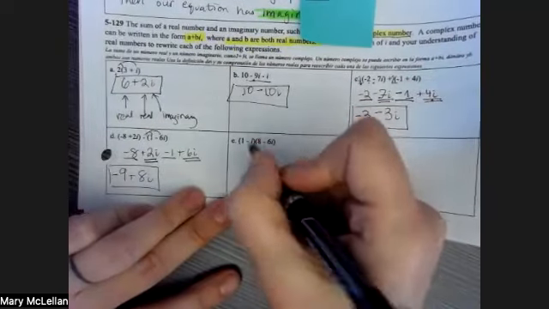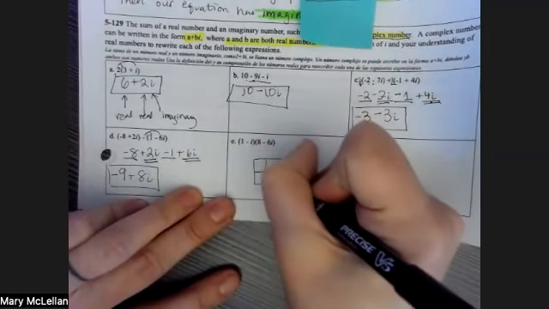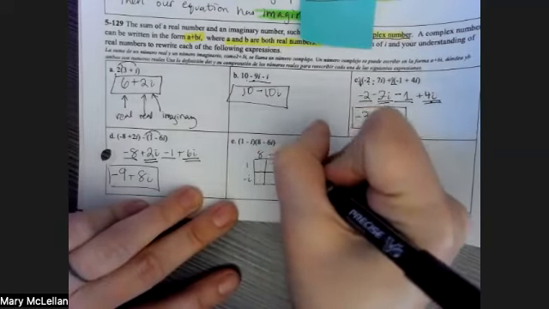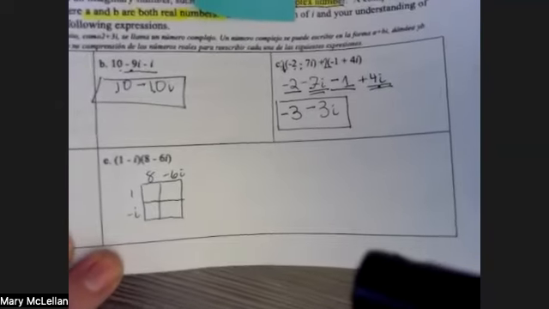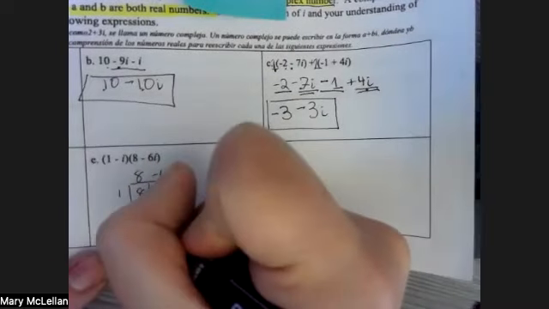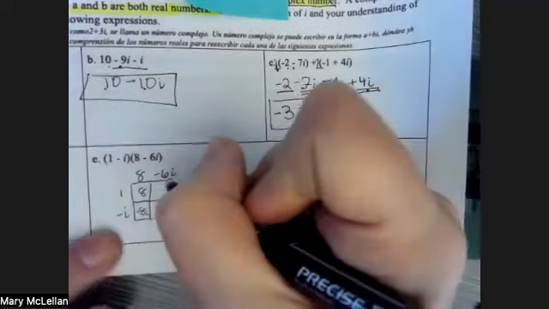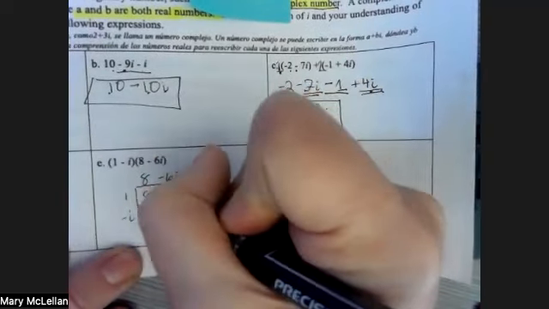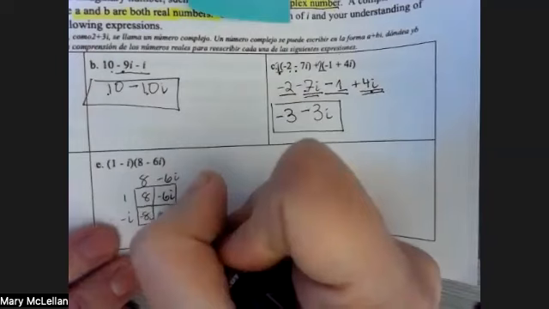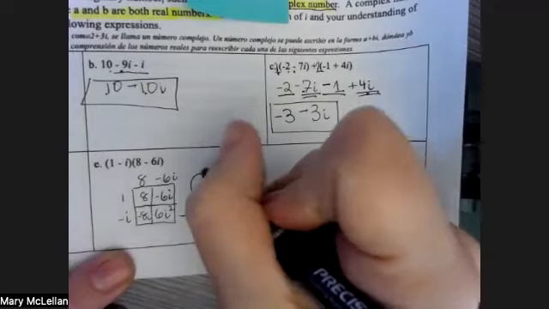Multiplication. I'm going to use an area model. I have 1 minus i. I have 8 minus 6i. I should make that zoom in. 1 times 8 is 8. 8 times -i is -8i. 1 times -6i is -6i. And here I have +6i squared. What does that turn into?